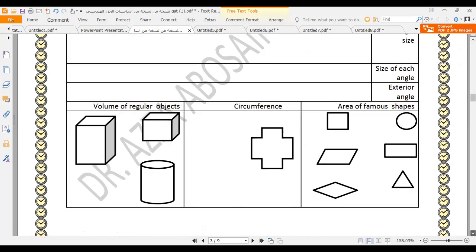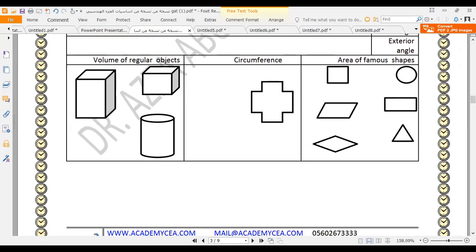Finally, you have to memorize the area of the famous shapes, okay? Area of the famous shapes, like area of a circle, area of a triangle, area of a square, area of a trapezoid, area of a parallelogram. So I will give it to you here and I want you to write it please also.